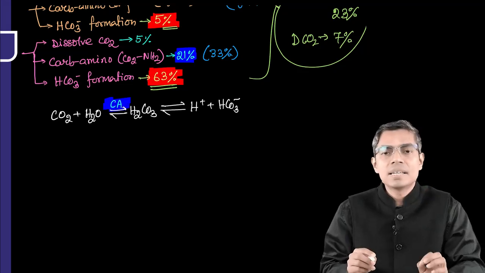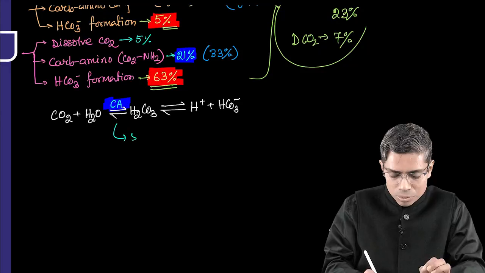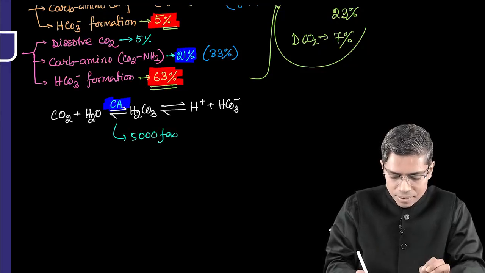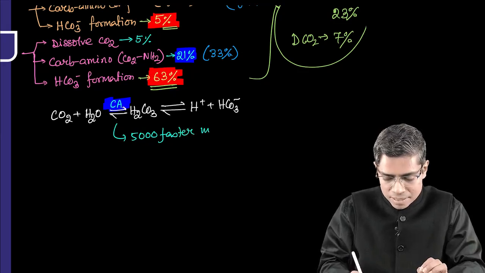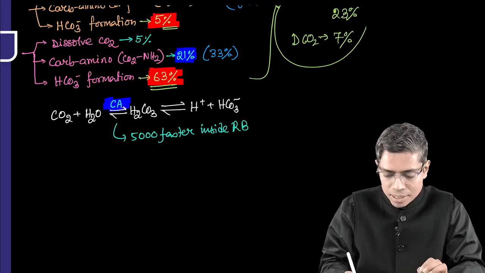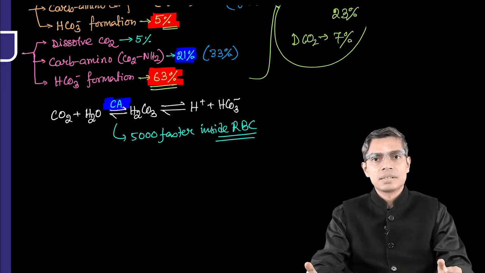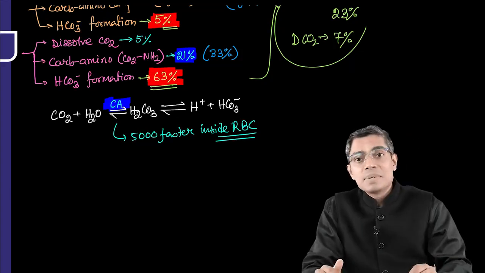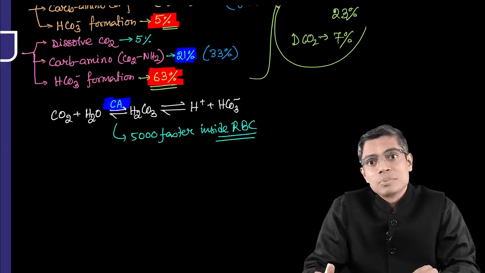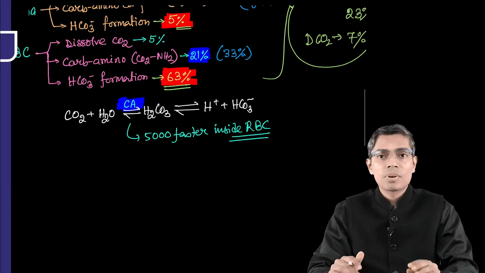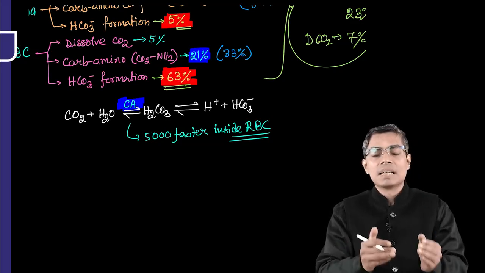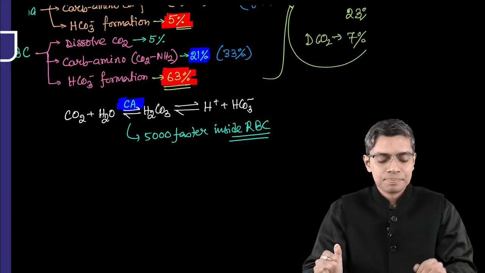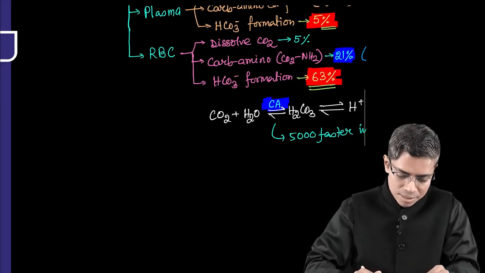This carbonic anhydrase enzyme is 5,000 times faster inside RBC, and that's why the major bicarbonate which is formed is inside the RBC. Getting my point? The carbonic anhydrase enzyme inside the RBC is 5,000 times faster than that of the plasma. That's why the major form of carbon dioxide transport is the bicarbonate, and that is occurring with the help of RBC. Right. Now we have to understand how this carbon dioxide transport is occurring at the level of venous blood and at the level of arterial blood, right?